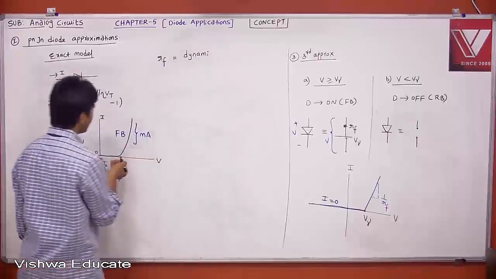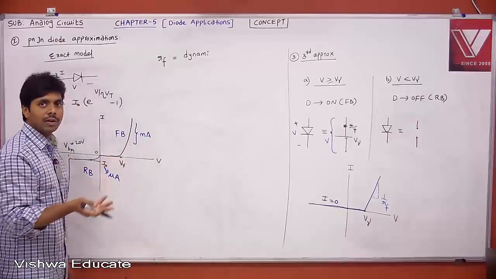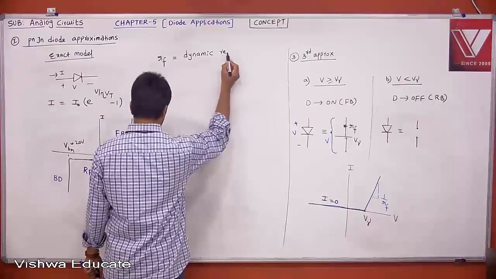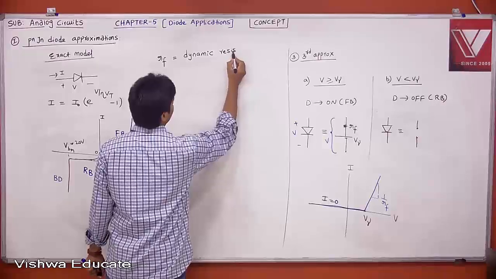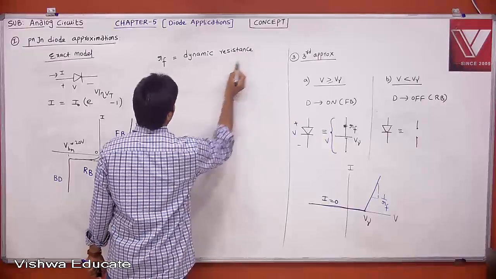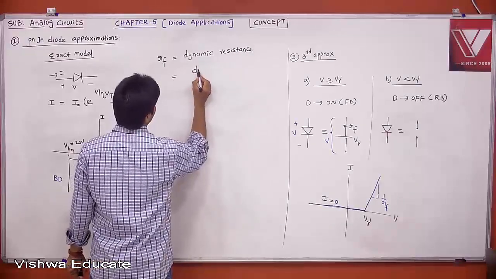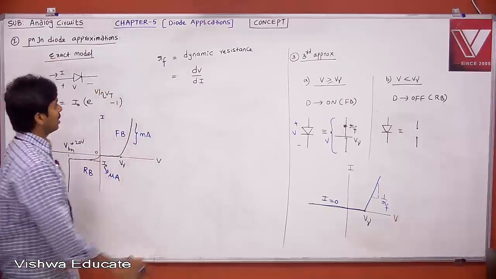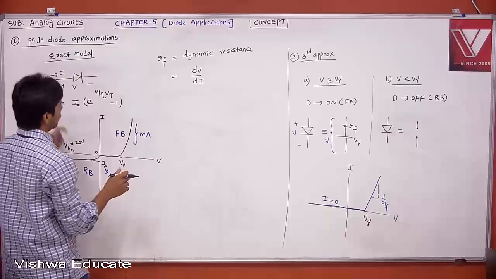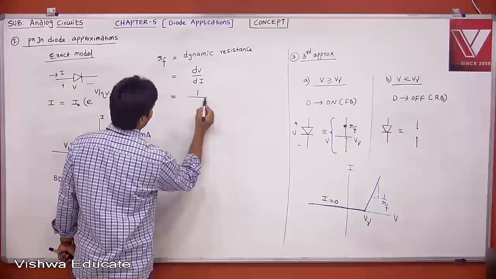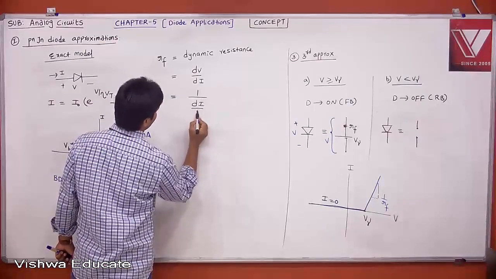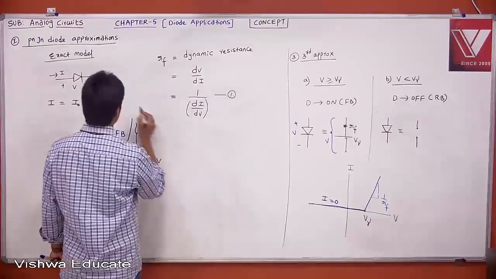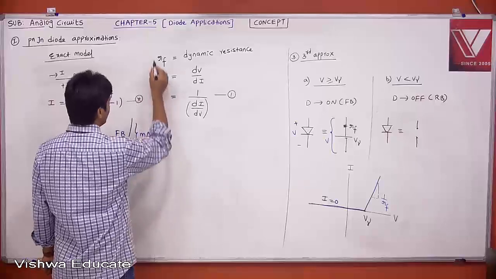Is this linear or non-linear? Non-linear. For non-linear circuits, we need to define the resistance in a dynamic way. Therefore, this is your dynamic resistance. How will you define it? This is nothing but dV by dI, delta V by delta I. Do you know V? No, I know I. Therefore, what I do is 1 divided by dI by dV. That also you can do. You call this equation 1, or star.